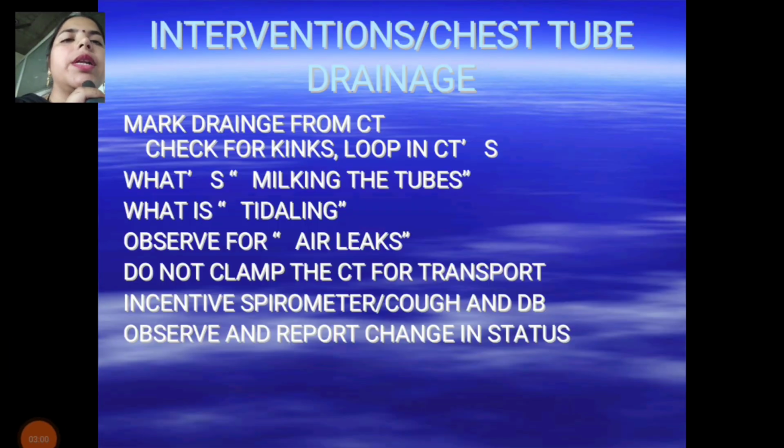Interventions for chest tube drainage: mark the drainage from the chest tube, check for loops in the chest tube, avoid milking the tubes and stripping, observe for air leaks, do not clamp the chest tube during transport, use the incentive spirometer, cough and deep breathe, and observe and report any change in status.